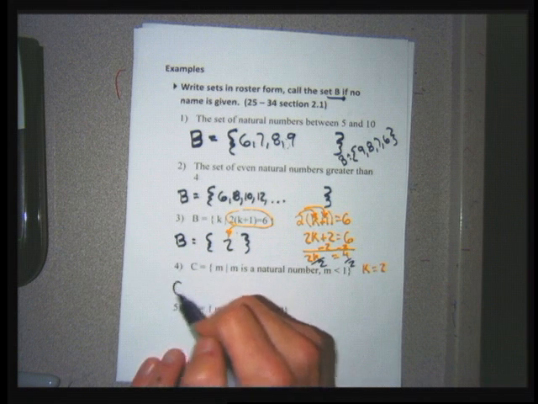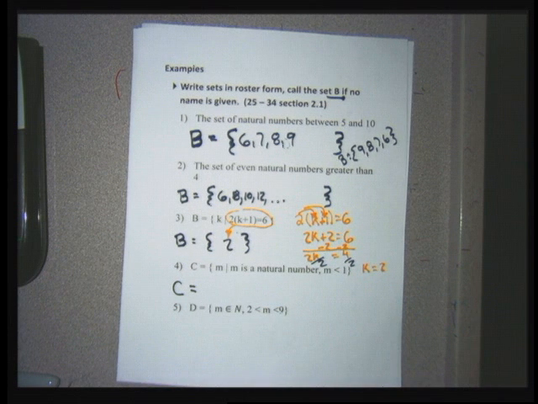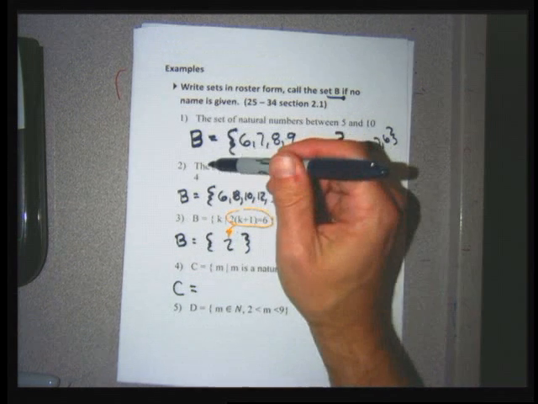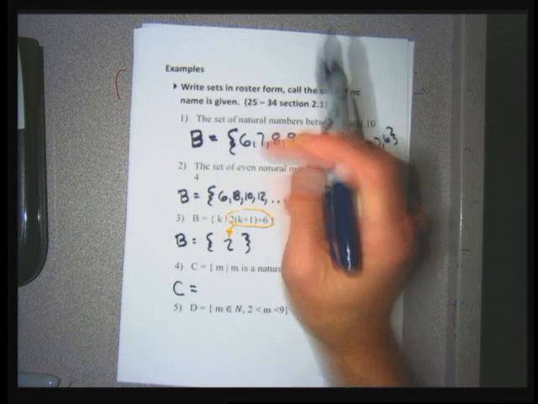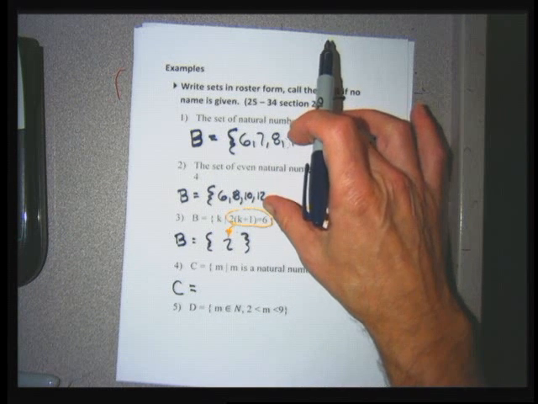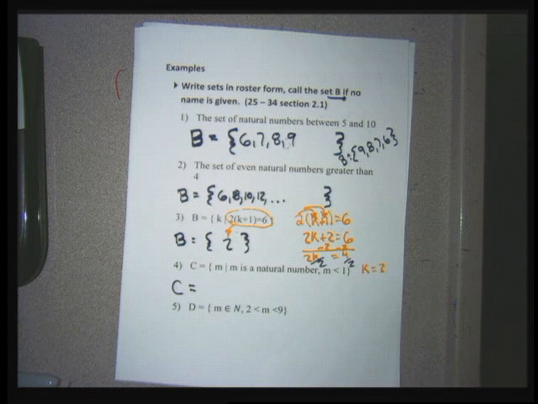Problem 4 gives me a set name, so I'm going to write C and I'm going to write equals. And now I need to figure out what goes in C. You'll notice that in problems 1 and 2, the sets were given with word descriptions. I was able to use the word descriptions to create a roster form of the set. In 3 and 4, the sets are given in set builder notation. And I'm able to use the set builder notation to figure out the elements of the set and then write them in roster form. 4 is a tricky question.